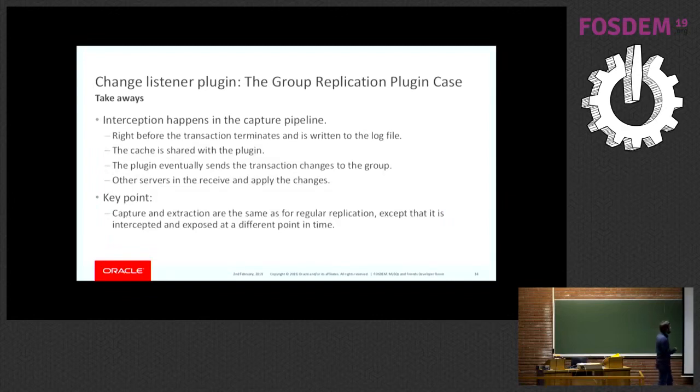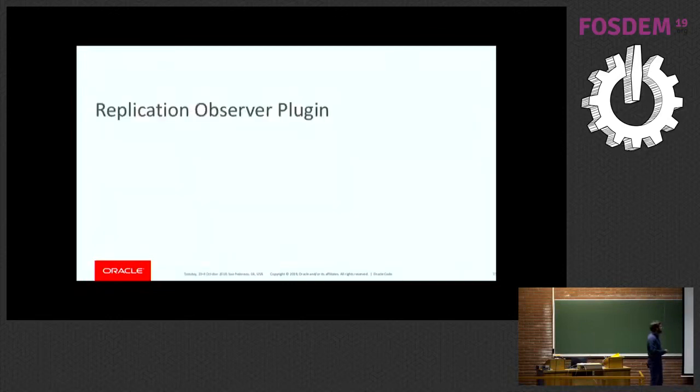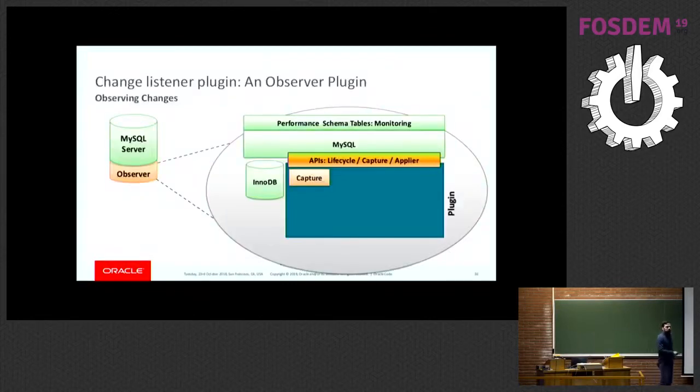So the key point is that the capture and extraction are the same as for regular replication, except that it happens earlier in the commit phase. And just to finalize this session, there is this observer plugin, which is kind of like boilerplate code that is also shipped in the source code of the server, which just implements a very dummy capture plugin.